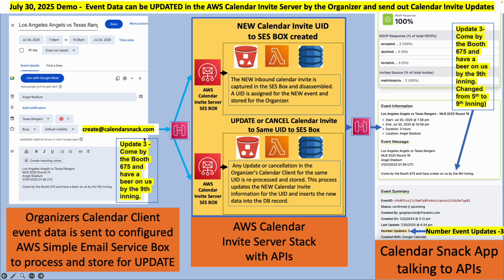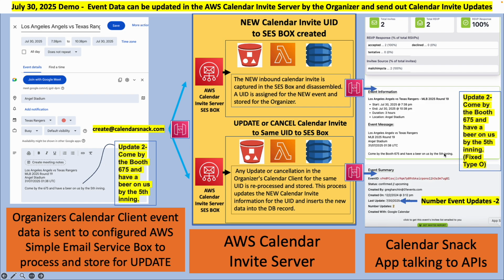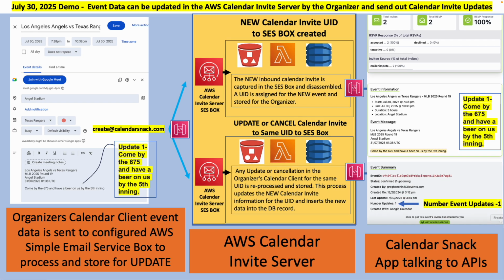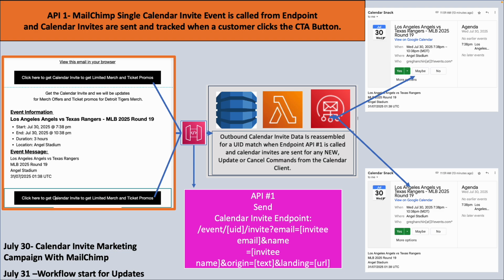On the 3rd update, you'll see, again, I sent it to createacalendarsnack.com. It's an SES box. It gets disassembled, and we do another database insert and update the data here in the APIs and say, hey, come by 675, but instead of the 5th inning, which was back here, you see that 5th inning, we've changed it now to the 9th inning, showing a calendar invite marketing workflow. So it's promotion-based. The hauling of this came off the MailChimp database. The concept is to build out a MailChimp campaign, insert the calendar invite, and then you can experiment with the calendar invite marketing backhauling off the MailChimp campaign.